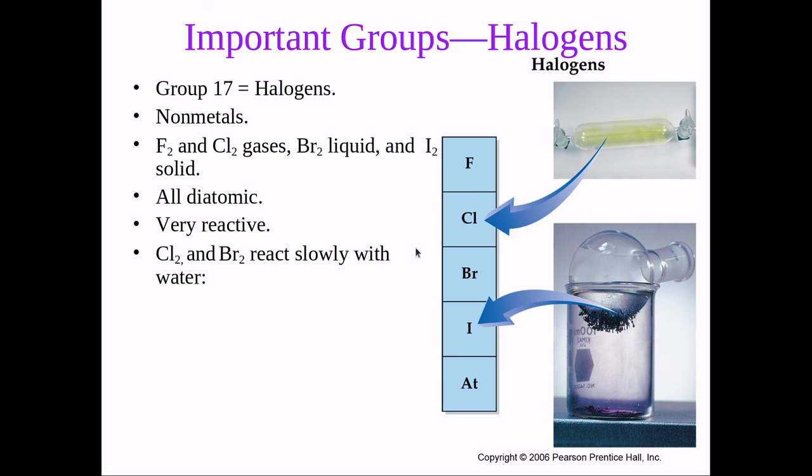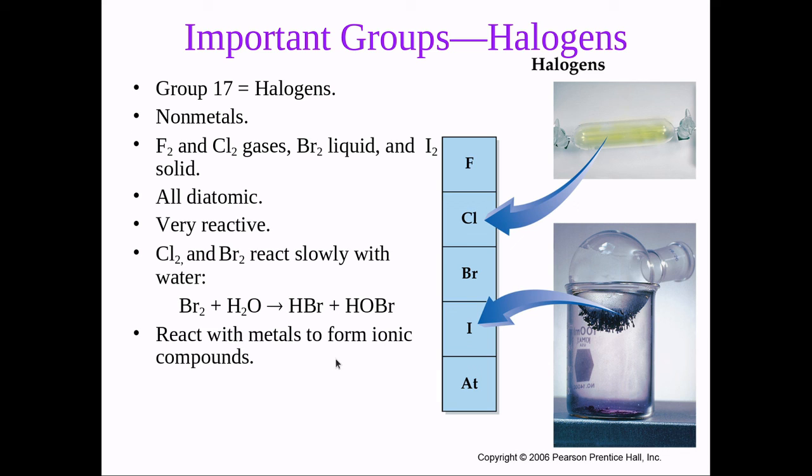The chlorine and the bromine tend to react slowly with water to form these acids. And they tend to form with metals to make ionic compounds. So one of the big classics would be a metal like sodium reacts with chlorine to make sodium chloride, which is our table salt.